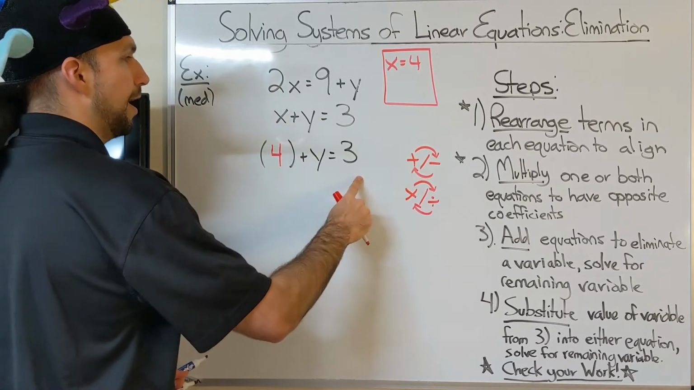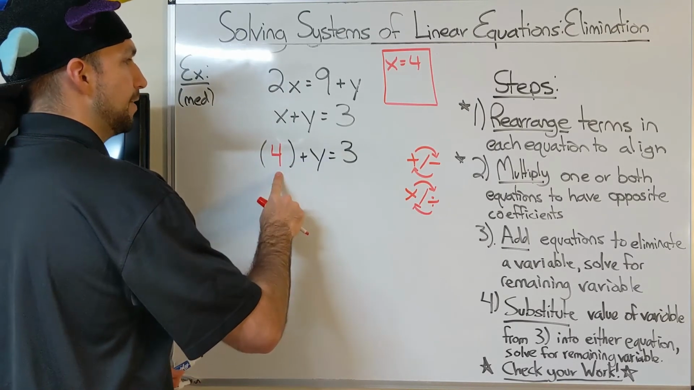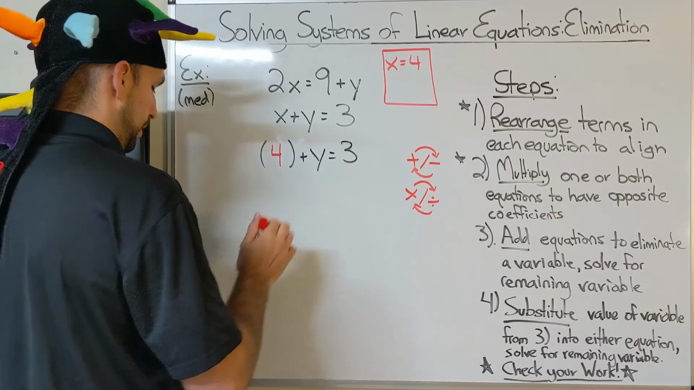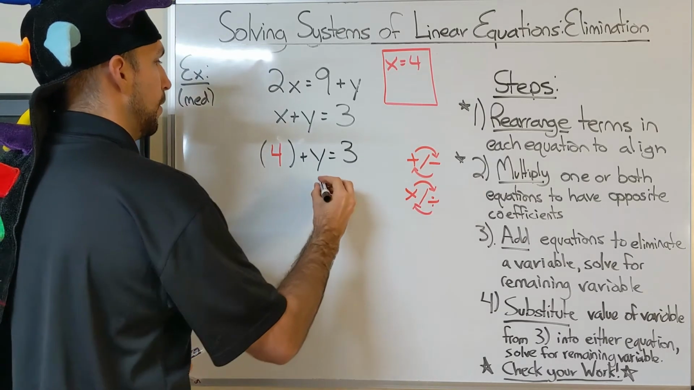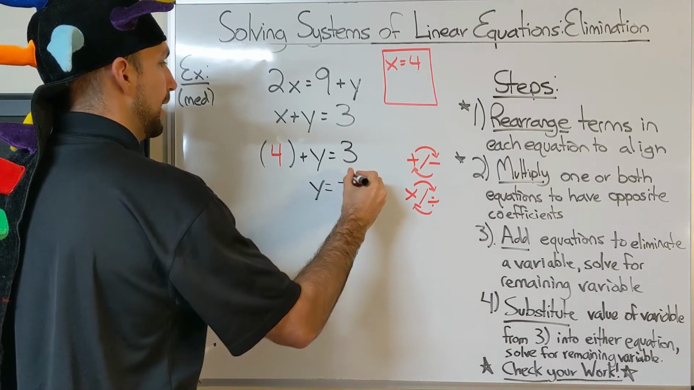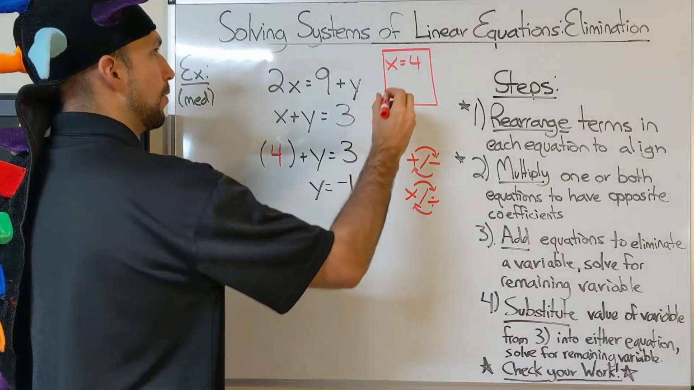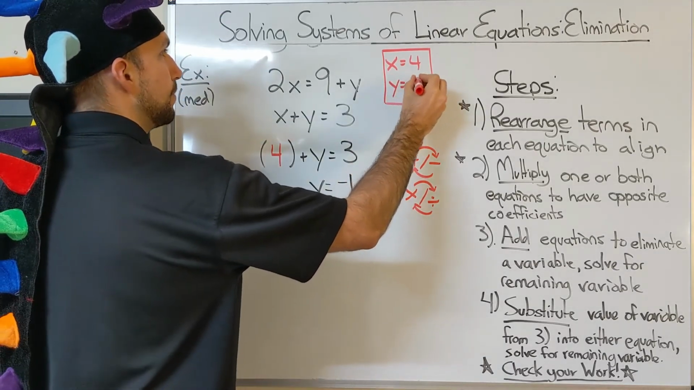From here, it's very easy to solve for y. I'd like to move all the constants together. So the opposite of addition is going to be subtraction. We'll end up with just y equals negative 1. So we believe we now have a solution.